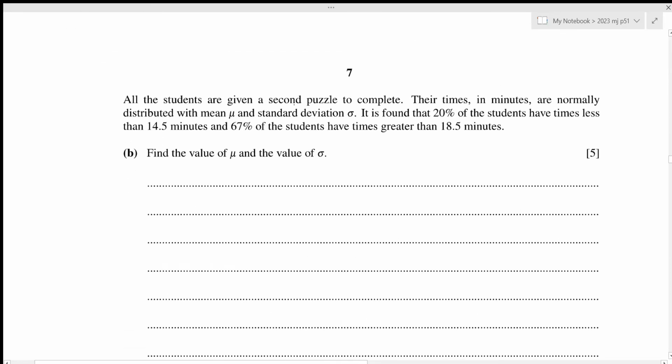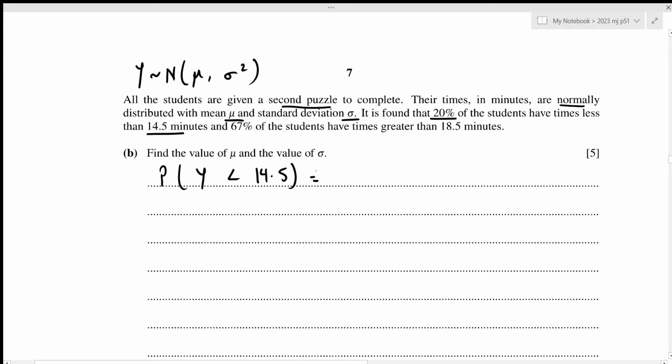Now all the students are given a second puzzle to complete. Their times in minutes are normally distributed. So for second puzzle, let's assume the times is denoted by y. It's again normally distributed with the mean, mu, and standard deviation sigma. And it is found that 20% of the students have times less than 14.5 minutes. So this just means that probability of y less than 14.5 is 20%, which is 0.20. And 67% of the students have times greater than 18.5 minutes. So that's just y greater than 18.5 is equal to 67%, which we can write down as 0.67.